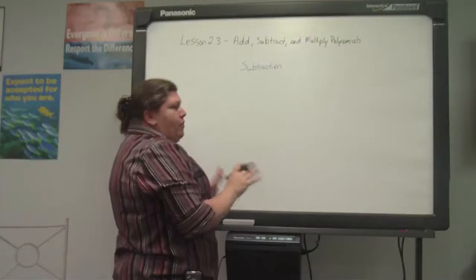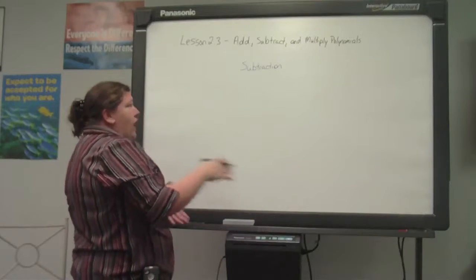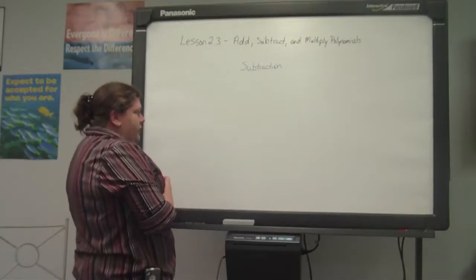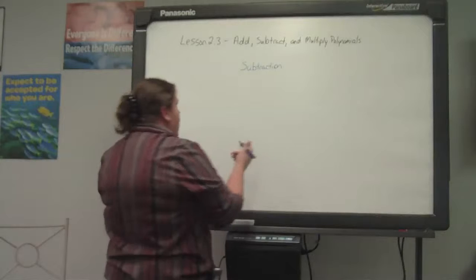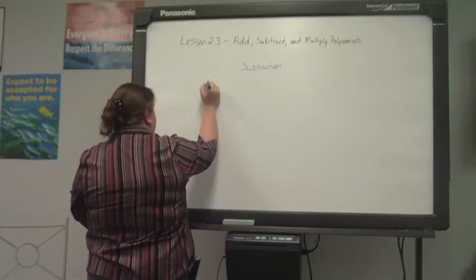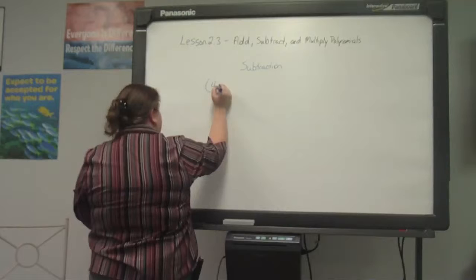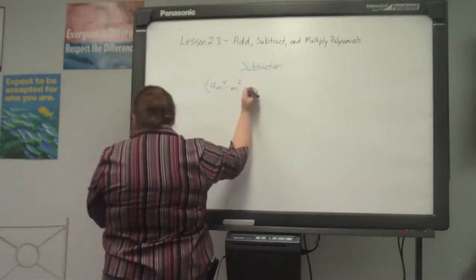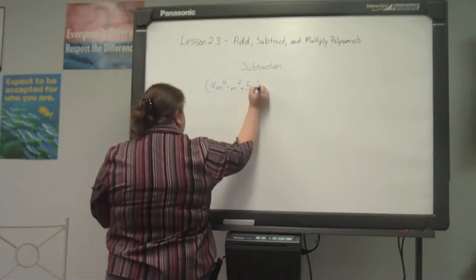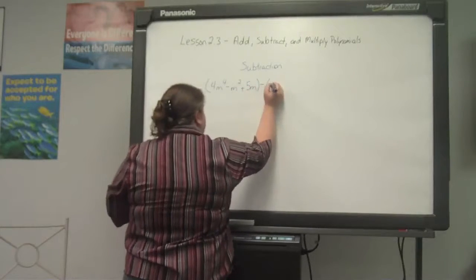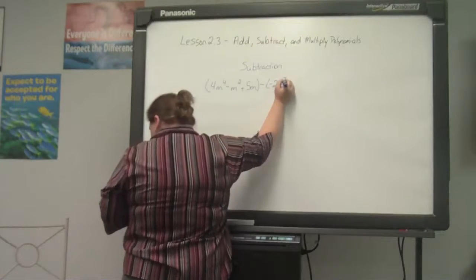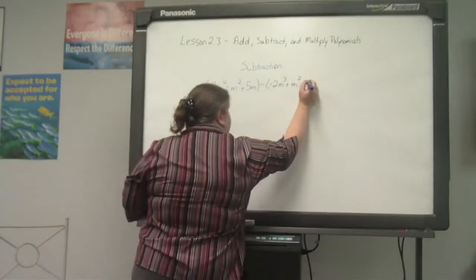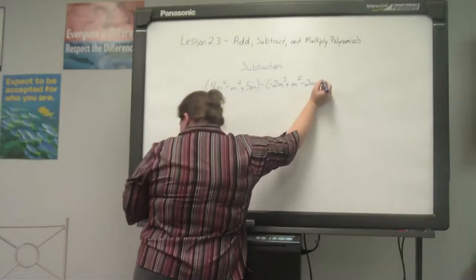Now that you have seen both methods, we are going to do a subtraction problem, but what I'm going to do is I'm going to choose to subtract horizontally. All right, so in this problem I have 4m to the 4th minus m squared plus 5m minus a negative 2m cubed plus m squared minus 2m plus 6.